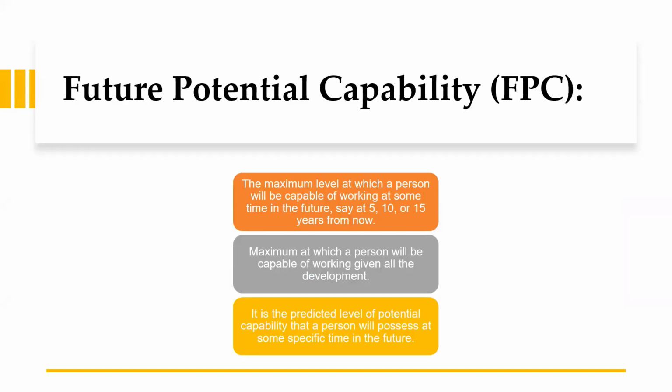Then there's what is called the future potential capability. This is the maximum. At that level, that person can't exceed that level. It is the maximum level at which a person will be capable of working at some time in future, say 5 years from now, 10 or 15 years from now, given all the development that is necessary. So if you develop this person, they can actually move to their future potential capability. So when you're doing your capacity assessment, depending on what the client wants or what you want, you could assess all the three of them.